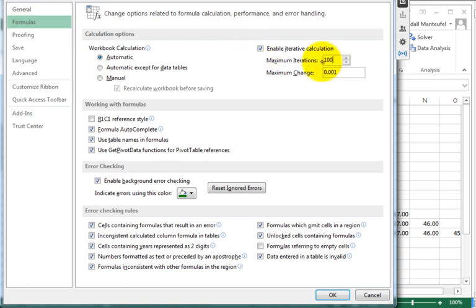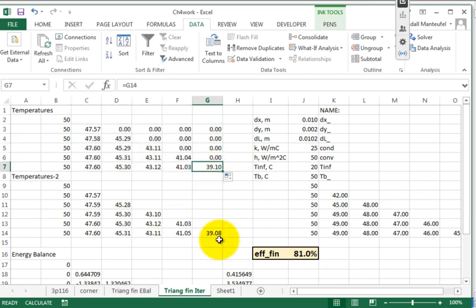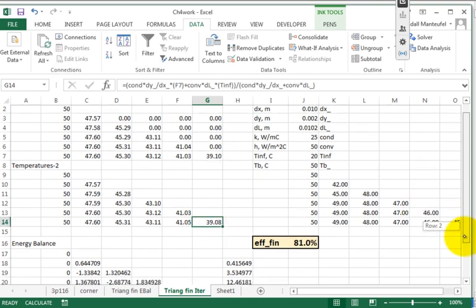And for this type of problem, put it at, I don't know, 1,000. Let it go 1,000 times. It'll go in 1,000 times. Hit OK. I mean, there's other things you can look at and read, but let's just hit OK. And now it's done that 1,000 times. And you've converged down to 39.08.